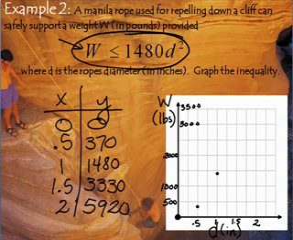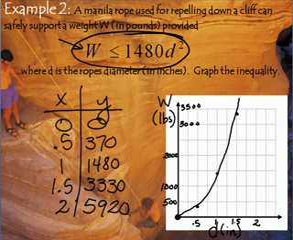So I have a point at 1.5, 3,330, which is going to be up here. And then I have a point at 2, 5,920, which is way off my graph. And you can see that this is starting to make a curve. Okay, you can see that curve there.